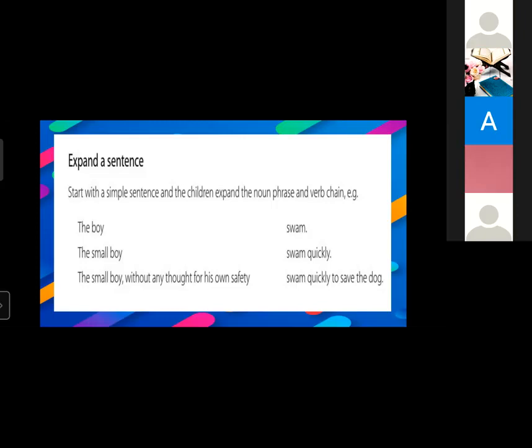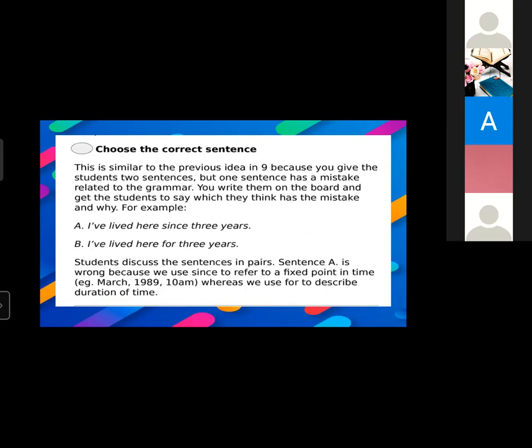So is it easy to apply something like this, expanding a sentence? Yeah. Okay. Here is choose the correct sentence. This technique will be more applicable if you have already taught them the grammar rules. So you can give them different sentences, and they can choose the correct sentences.